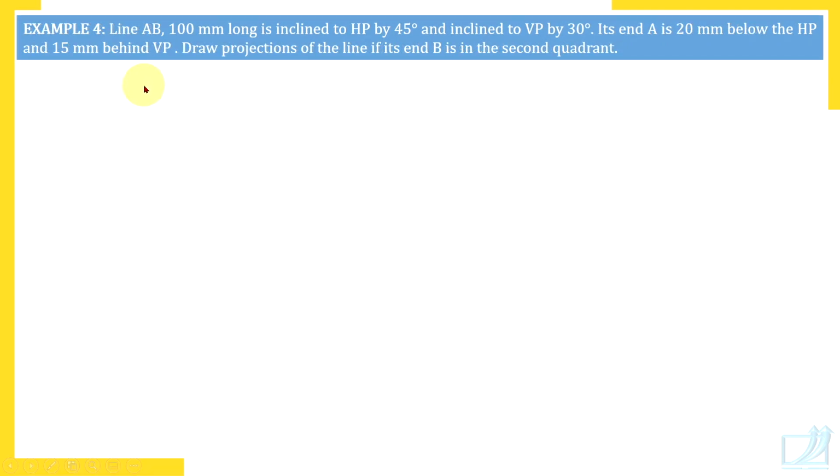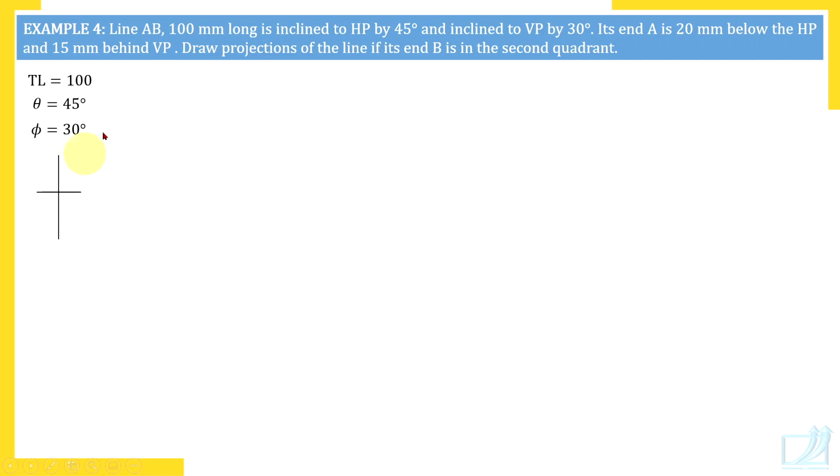Now read this problem. Line AB, 100 mm long, is inclined to HP by 45 degrees. Now write the data immediately, that's always better. So true length 100 mm, inclination with HP is 45 degrees, inclination with VP is 30 degrees. Reference point is end A, 20 mm below HP and 15 mm behind VP.